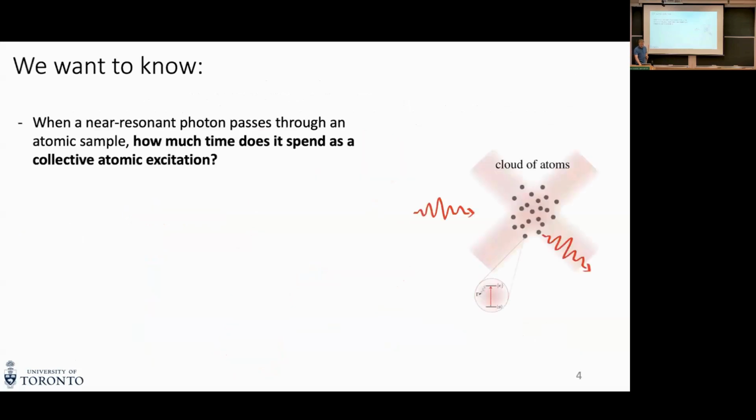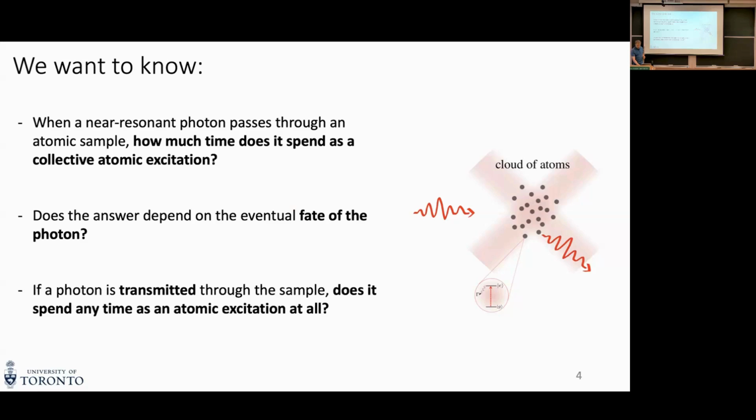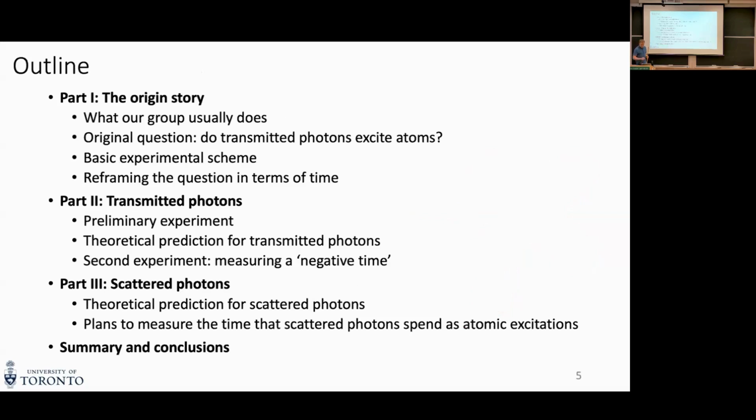The question that we're interested in here is essentially, as this photon was propagating through this cloud, how long did the energy of that photon spend in the form of an atomic excitation? In particular, the interesting part is, does that answer depend on what happens to the photon? For example, if it's transmitted, it didn't scatter off in any other direction, maybe that means that it didn't talk to the atoms at all. So that's the basic thing that we're going to be talking about today.